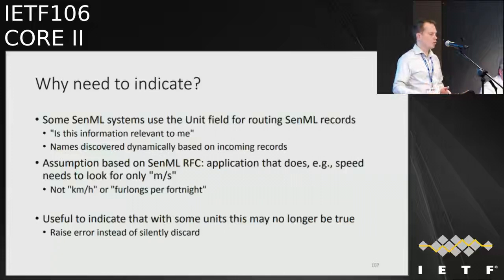So one way to accommodate that is to have some kind of an indication that, hey, here is a unit where the original assumption doesn't hold anymore. And what you can do with that information, for example, is raise an error that, hey, there's something happening. I may need to understand it, but I don't. Or perhaps you can reroute that piece of data to someone that might be more capable of understanding.